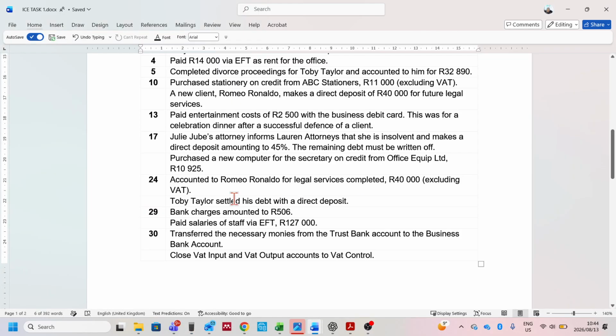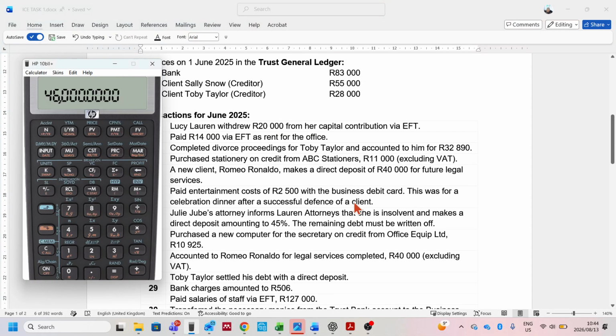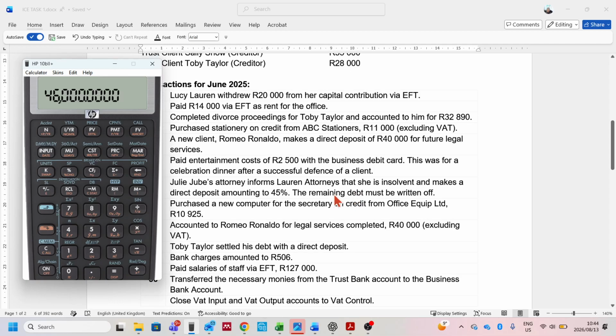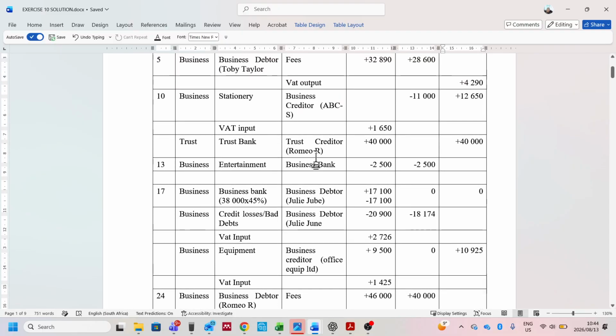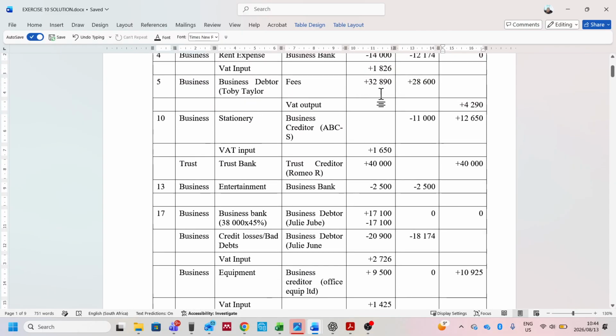On the same day, Toby Taylor settled his debt with a direct deposit. So when we look at this, we need to look at this in multiple ways. First thing first, how much did we bill Toby Tyler? Toby Tyler, I'm going to use this side. First, we billed Toby Tyler this month 32,000, how much? 890. Then we're going to move back to our opening balance.